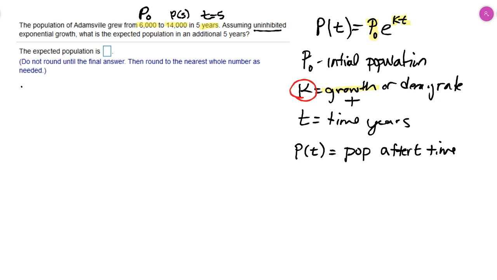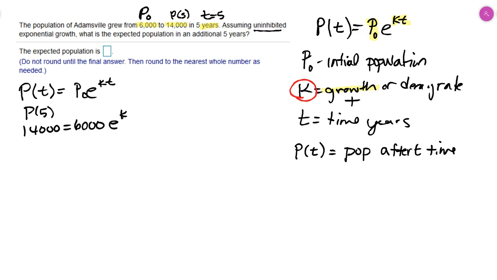So let's do that. We take our formula, P of T equals P naught e to the kt, and in for P of T, that's going to be P of 5, that's 14,000 equals 6,000 e to the k, I don't know k right now, but t is 5 years. Then I can divide both sides by 6,000, and that would reduce to 14 over 6. The 6,000s cancel from the right, giving me e to the 5k. 14 over 6 reduces down to 7 over 3.